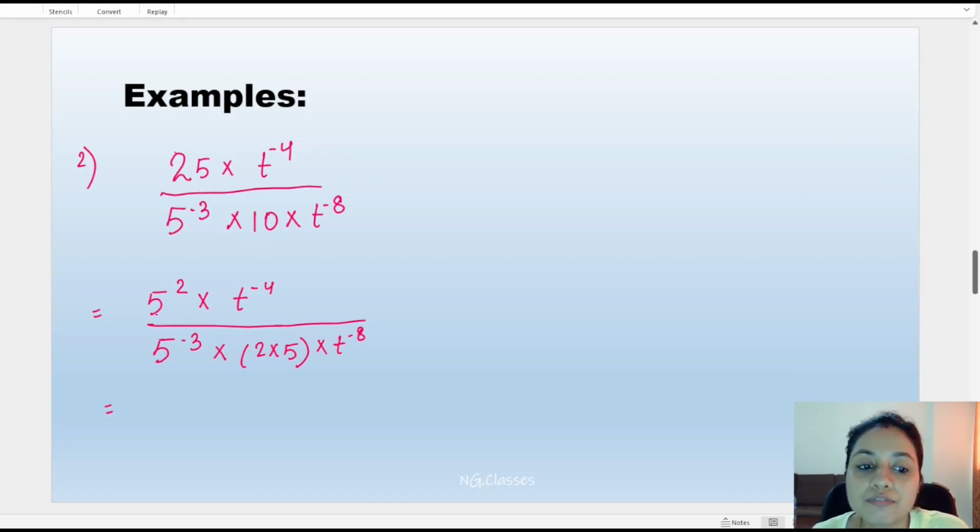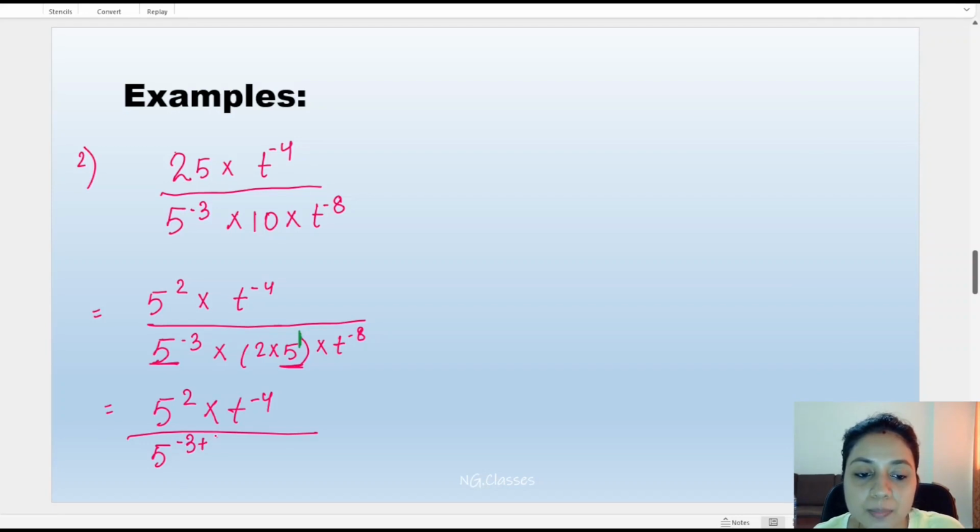Now after breaking each and every term, we will search for the like terms. In the numerator, 5 to the power 2 is there, and there is no more 5 in the numerator. In the denominator we can see 5 to the power minus 3 is there, and here one more 5 is there. So let's combine them together by applying the first property. So 5 to the power 2 times t to the power negative 4 divided by 5 to the power minus 3, and here the exponent of 5 is 1. So we will add 1 over there because both the bases are in multiplication.